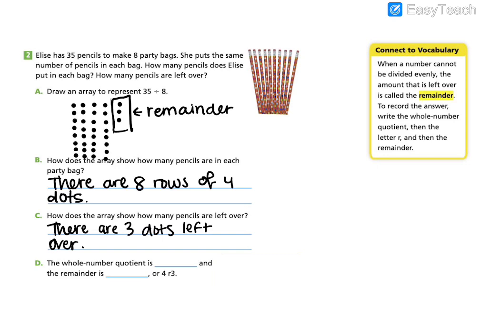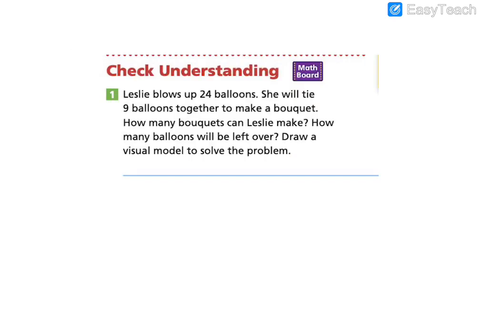To record the answer, write the whole number quotient, then the letter R, then the remainder. The whole number quotient is, what is 35 divided by 8 going to give us? 4 pencils in each bag. That is our whole number quotient. The remainder is the 3 that don't fit into those rows. So our answer looks like 4, remainder 3. Go ahead and complete your check understanding. Press pause and press play when you're ready to check your work.